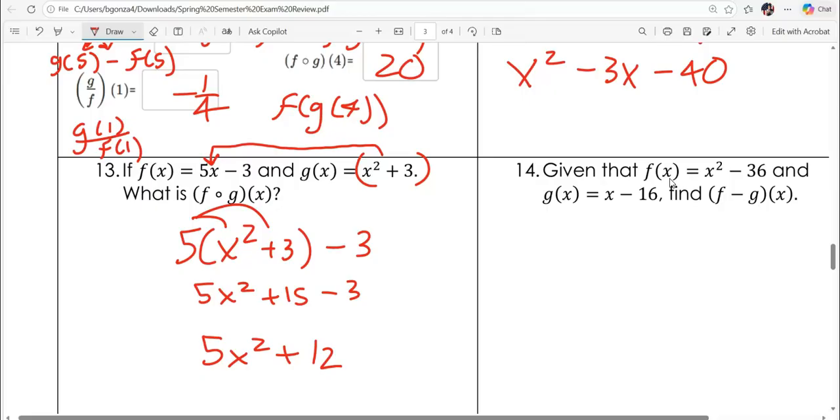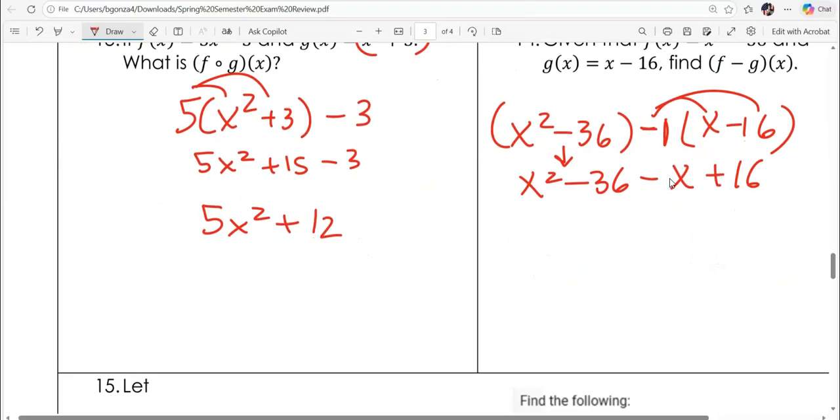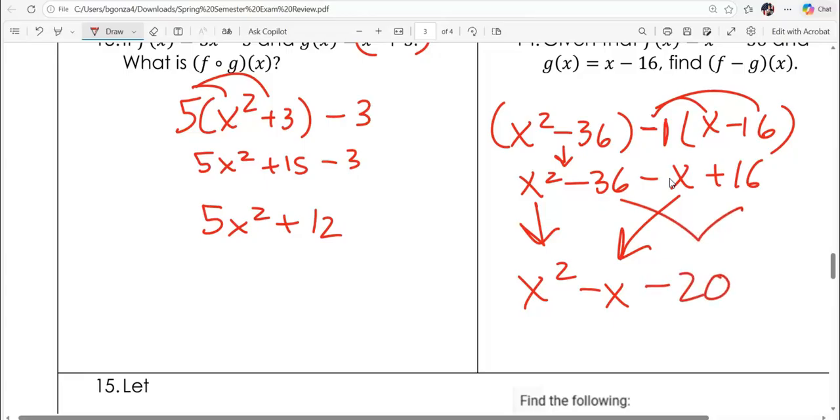F minus g, so f x squared minus 36 is going to be minus x minus 16. Remember, minus is a -1 that you distribute. That's a -1x. Negative times a negative is a positive 16. Bring all this stuff down. And then you can combine like terms. There's only 1x squared. Okay, there's only 1x. And then there's two regular numbers. That's -20. Cool.